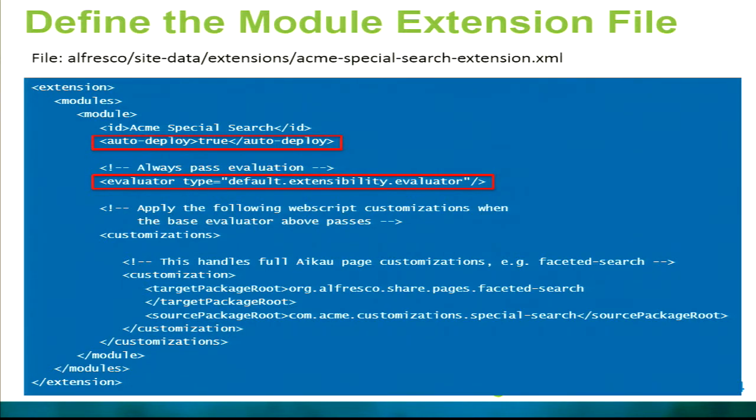This one always passes evaluation. You can set these up so that there's an evaluator that you can use to determine whether it should be included in your stack or not. And then this is the part that specifies what I'm doing here. The target is the faceted search page, and that's the path to the faceted search page. And then I'm telling it the source is going to come from that path there. So I'm just going to make up a path called Acme Customization Special Search. And that's where I'm going to put my source code.